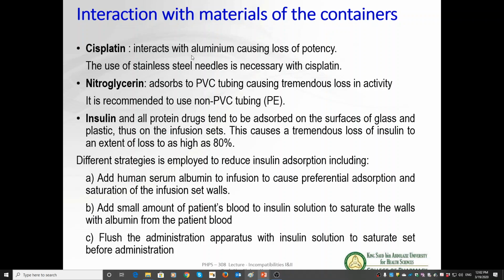Nitroglycerin is also known to be absorbed on the walls of PVC tubes. Where is the PVC tubing? If you are using an infusion set made from PVC, it should not be used for nitroglycerin infusion. Why? This will cause absorption of nitroglycerin on the walls, reducing the concentration of nitroglycerin entering the body. So the potency of the treatment will be much reduced. Nitroglycerin is given in acute angina, so this is very critical. The recommendation is to use non-PVC tubing.